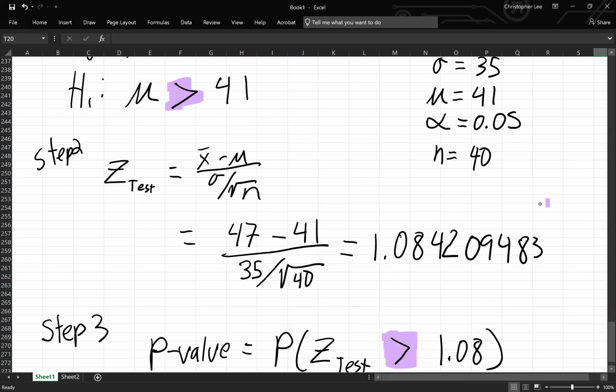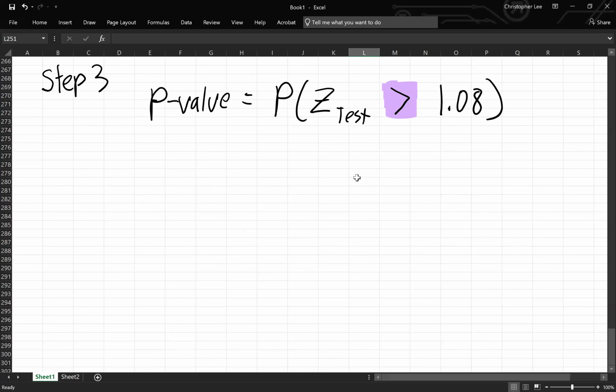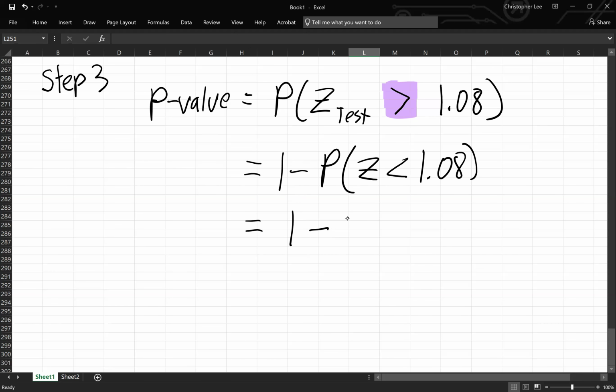So whatever your alternative hypothesis is, that's what your probability is going to be. All right. This is greater than, so what do I have to do? You have to subtract it from 1, right? This becomes 1 minus the probability of my z less than 1.08.